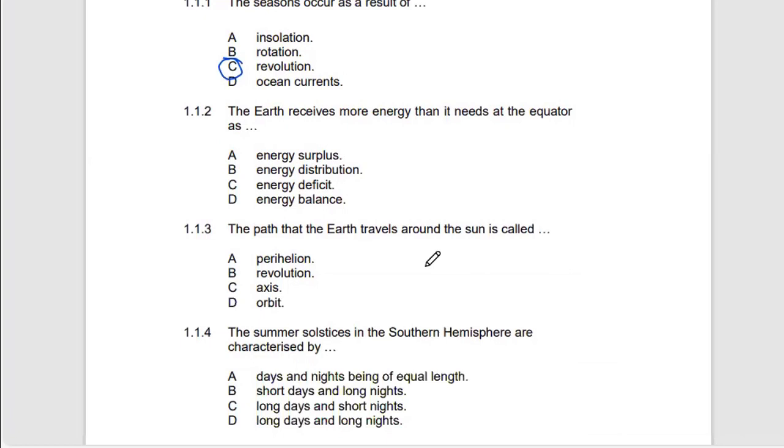Then the earth receives more energy than it needs at the equator. What happens there at the equator, if more energy is received than what is needed? That gives us an energy surplus, which means we have excess heat being received there. We have a positive balance. Then question number 3. The path that the earth travels around the sun is called an orbit. That is D.